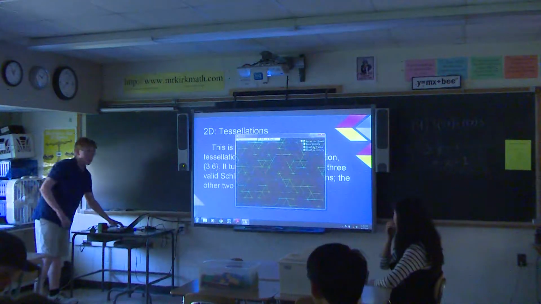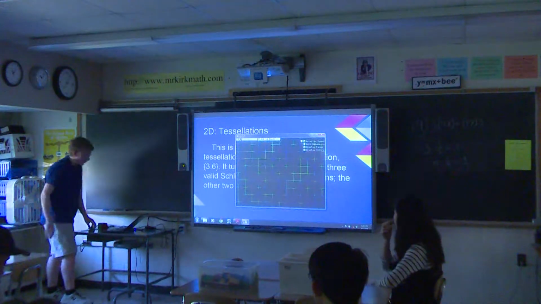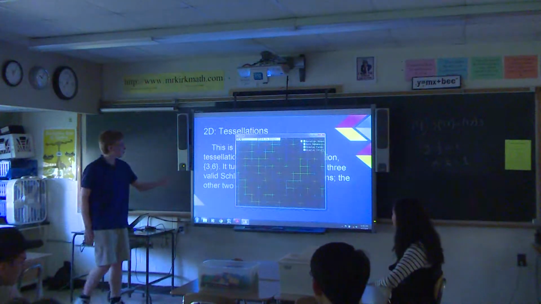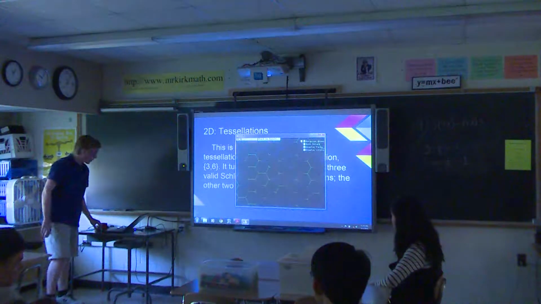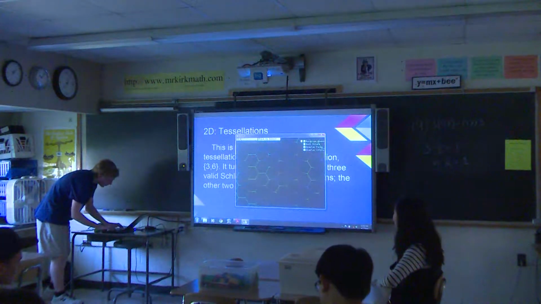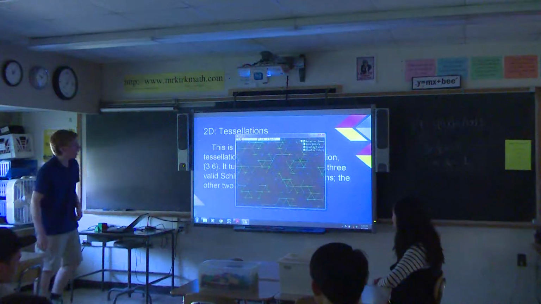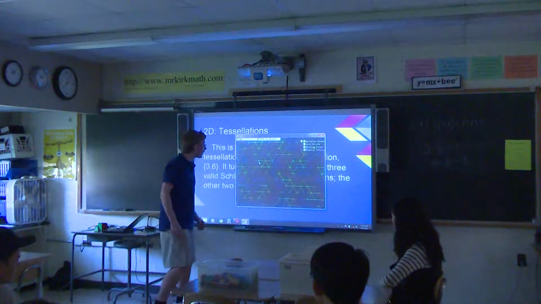There are in fact 2 more that work, and that's it. You have the square tessellation, 4,4, 4 squares around every corner, and the hexagonal tessellation, 6,3, which is honeycombs. You'll notice actually that's contained within the triangular tessellation. Like here's one hexagon there, there's another.